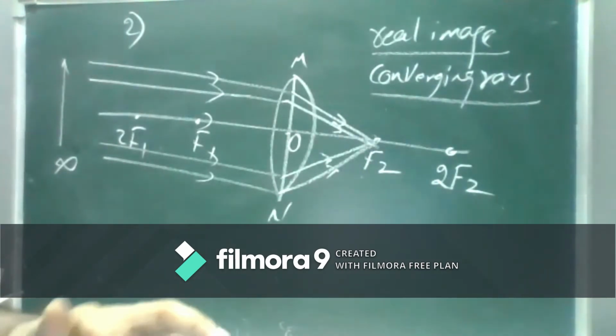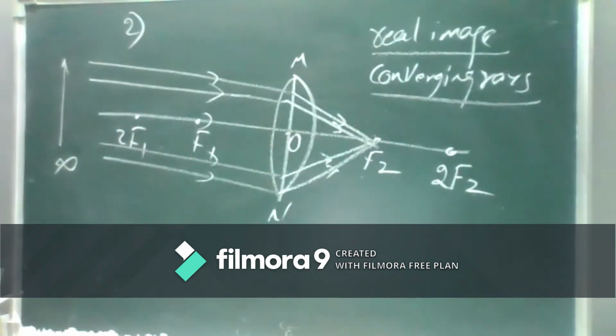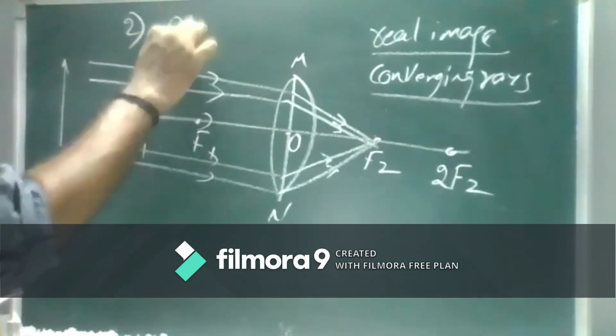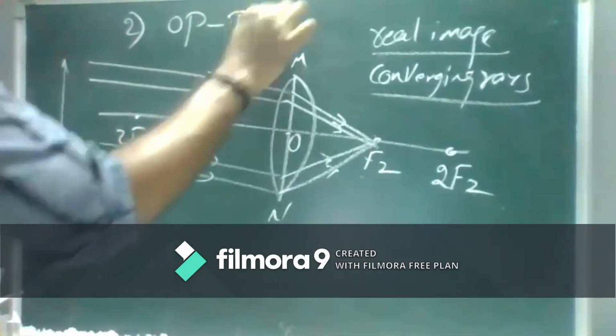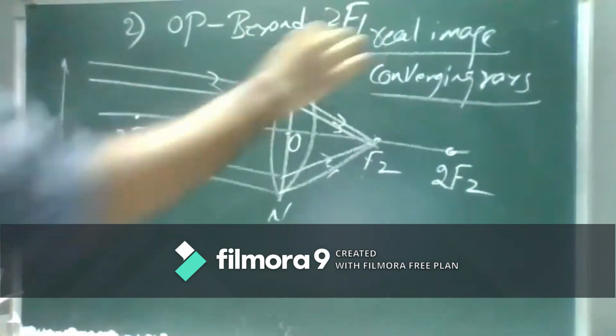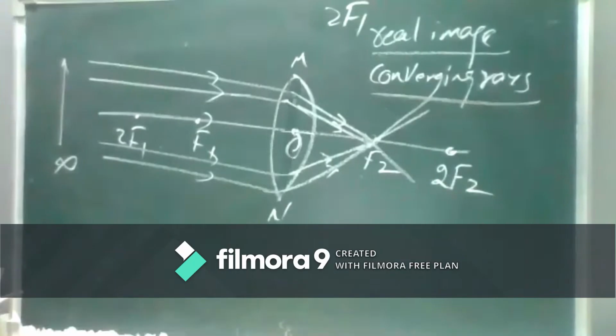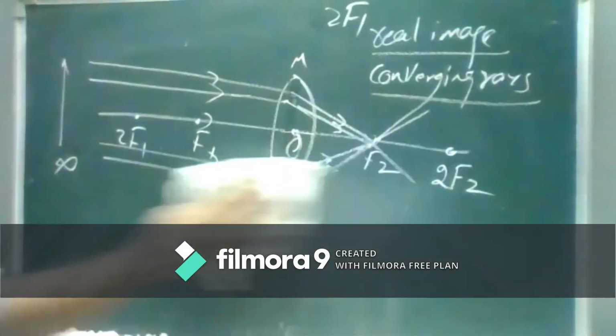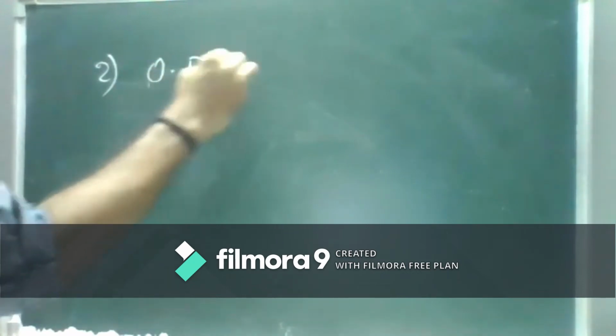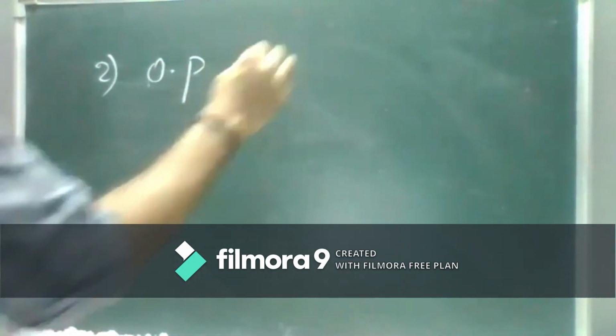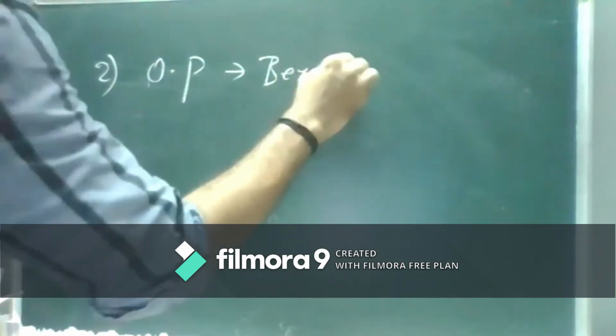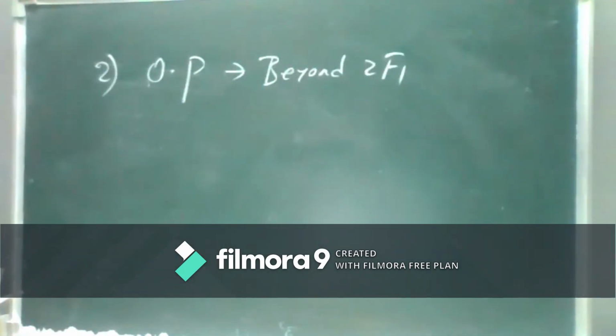If you haven't noted it down, note it down. We'll see the second one: the position of the object is beyond 2F1. The second ray diagram for the convex lens. All we are discussing now is ray diagrams for convex lenses. So, second ray diagram. OP is your object position. The object position is beyond 2F1.